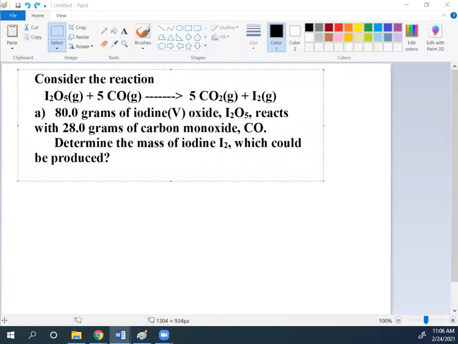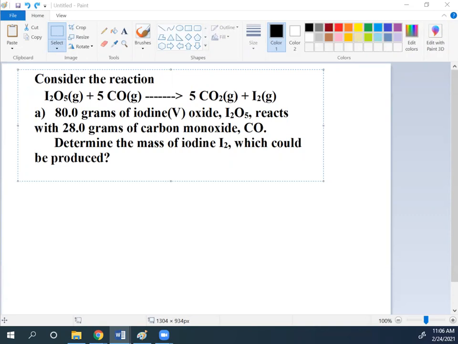All right. So today we're talking about the limiting reactant. It could be termed limiting reactant or limiting reagent. Your limiting reactant is exactly what it says. It is the reactant that limits the amount of product that can be made.